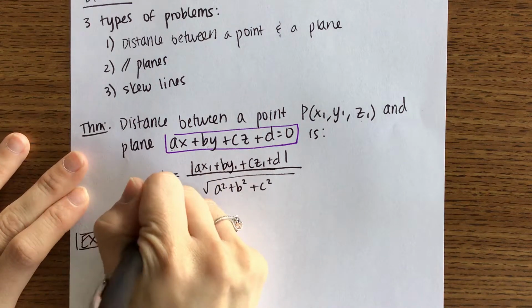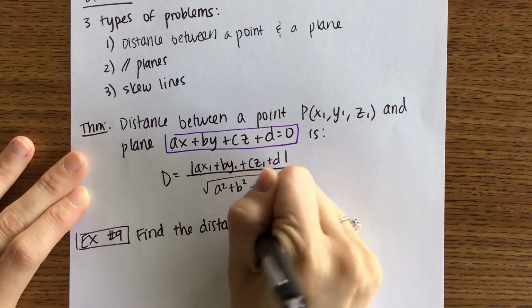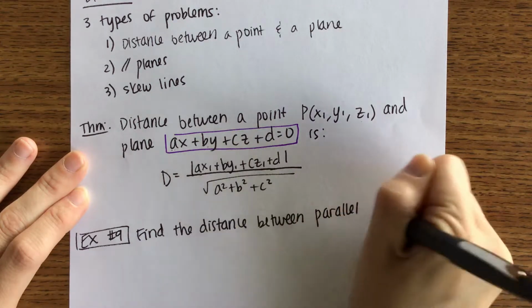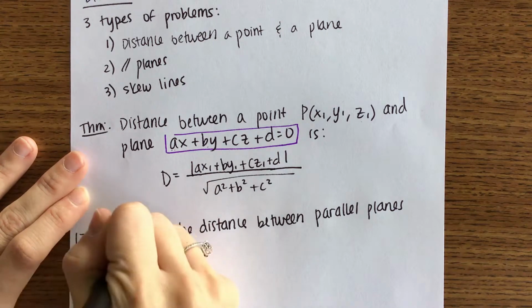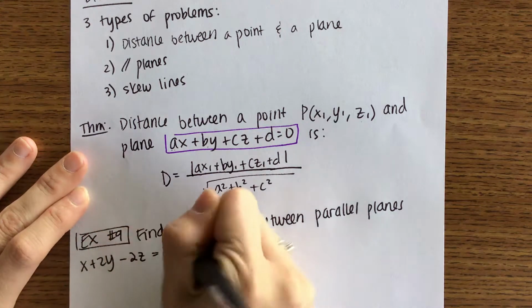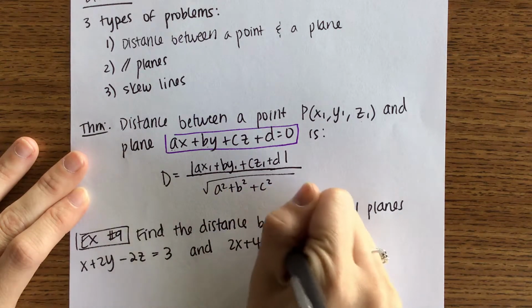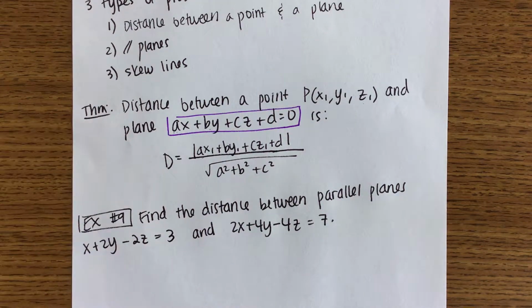We are going to find the distance between the parallel planes that are given by, the first one is x plus 2y minus 2z equals 3. And the second one is 2x plus 4y minus 4z equals 7. Before we find the distance, the first thing I want to know is, how do we know that these planes are parallel?